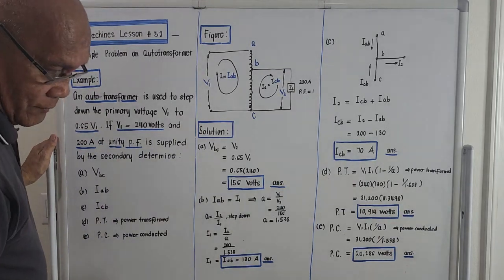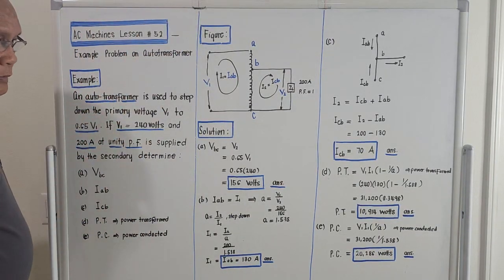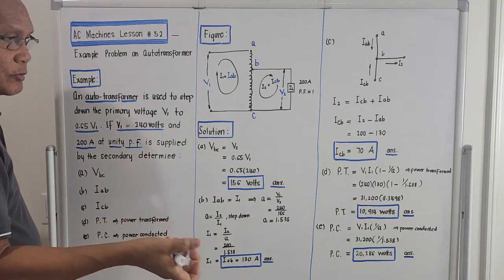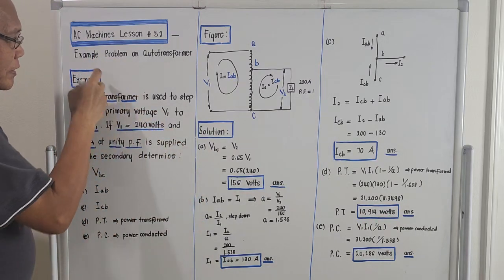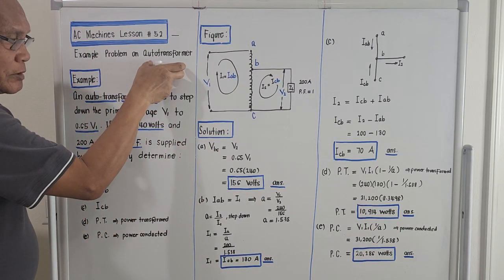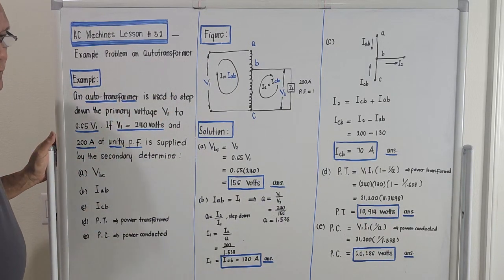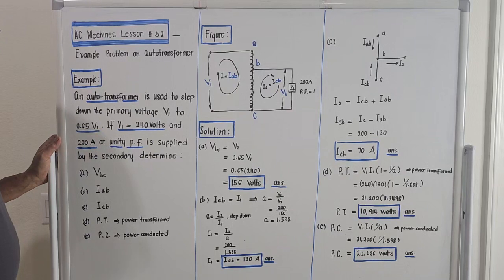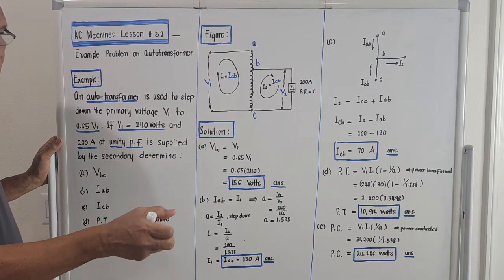The title of the topic for tonight is AC Machines, lesson number 52. We are running smoothly, and we are almost done with the transformer. The title of the topic for tonight will be an example problem on the auto transformer. I will try to give you an example problem regarding computations involving the auto transformer.